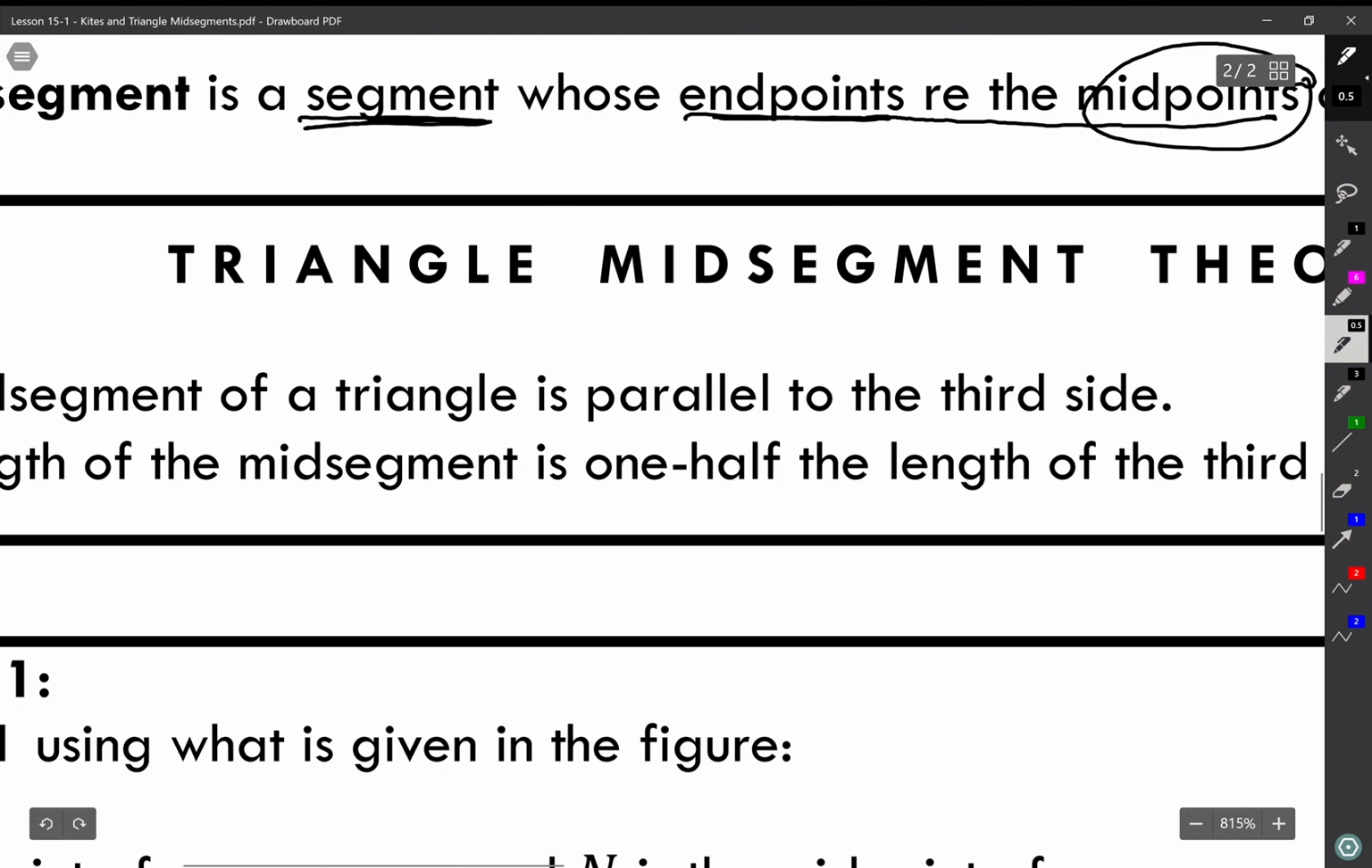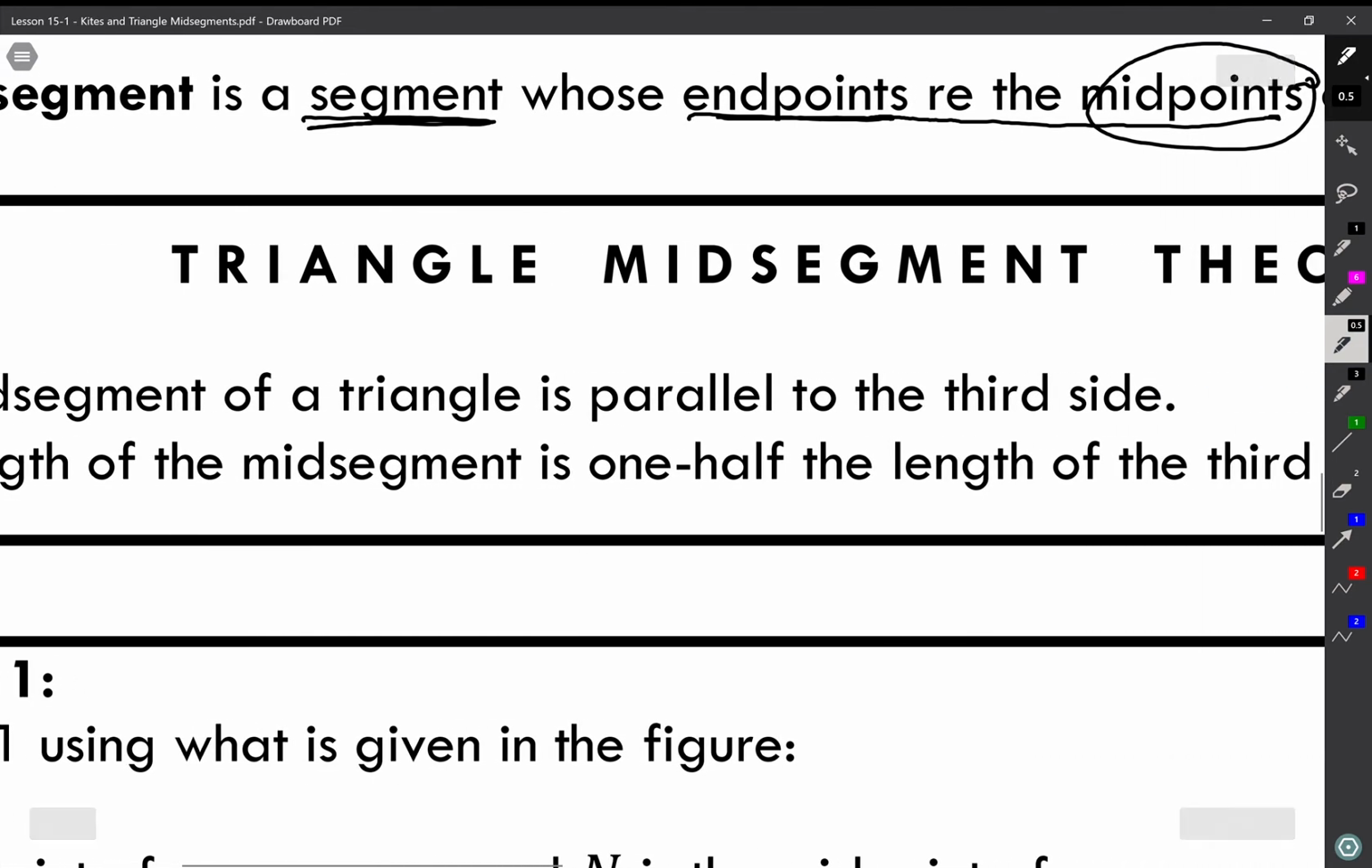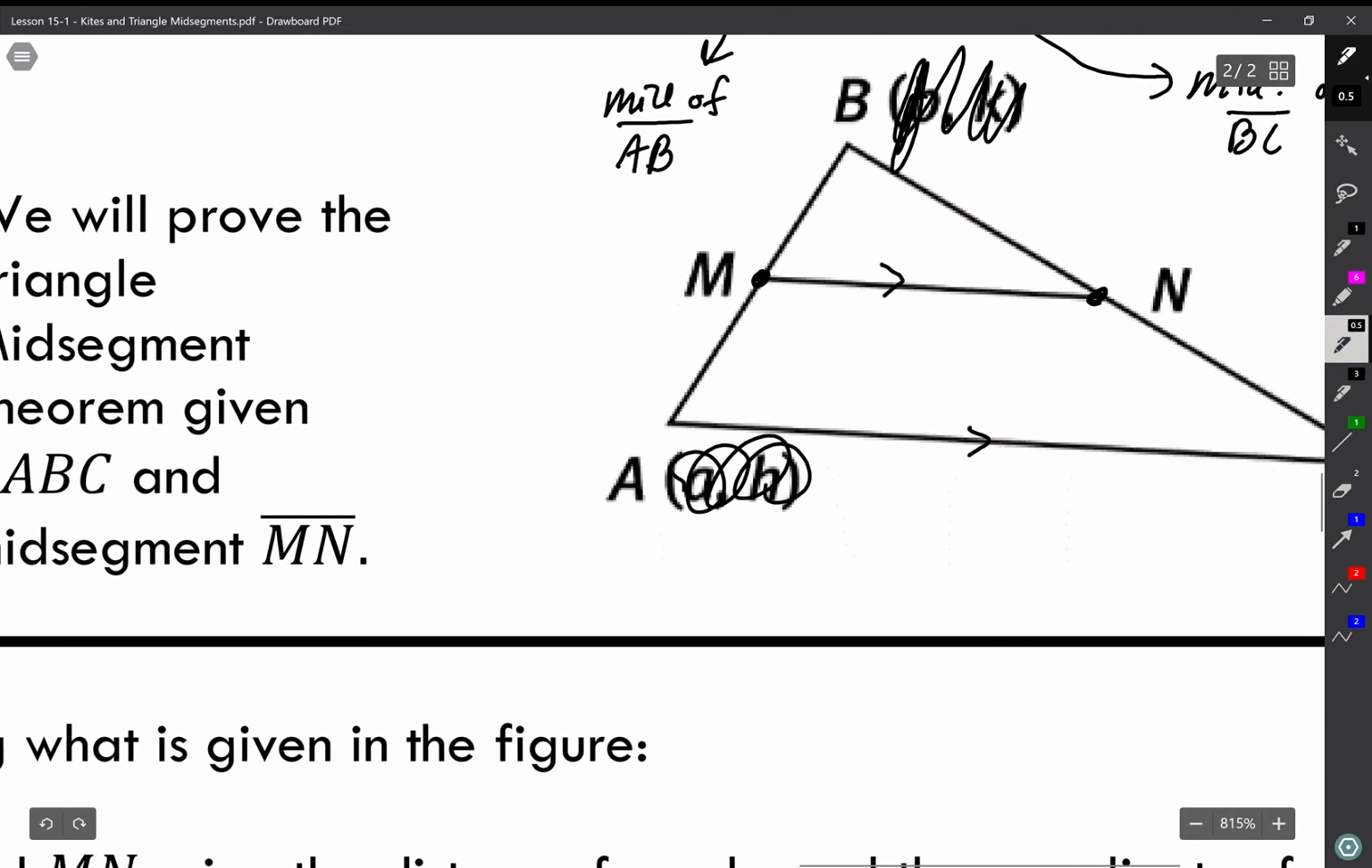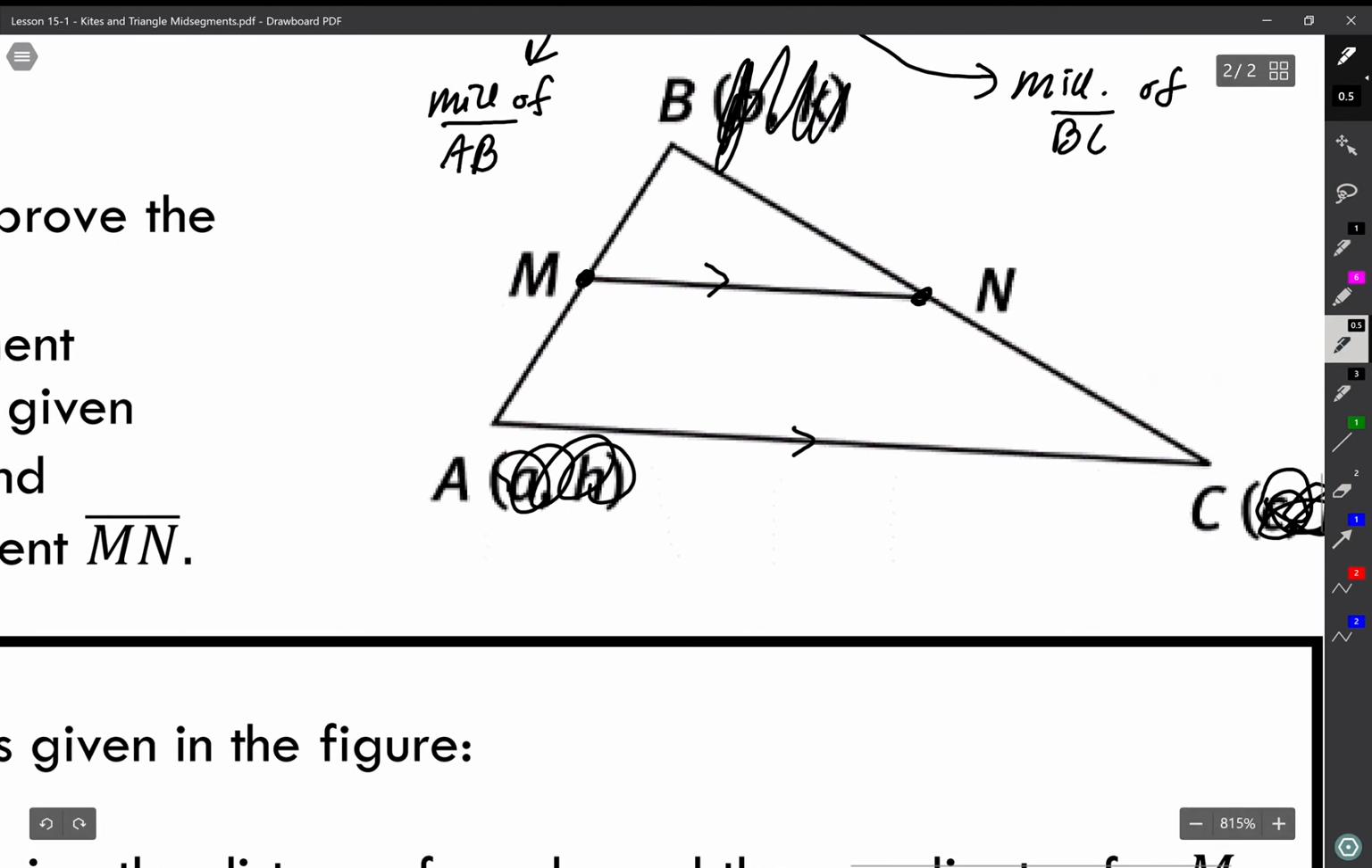Number 2 says the length of the midsegment is 1/2 the length of the third side. So MN is just half of AC. Let's get a quick example on this. If I had said that this was 3, I know it's half of AC, so AC is just going to be 6. And when you're solving problems like this, the easiest way to find which two sides we're talking about is to look at the ones that are parallel.